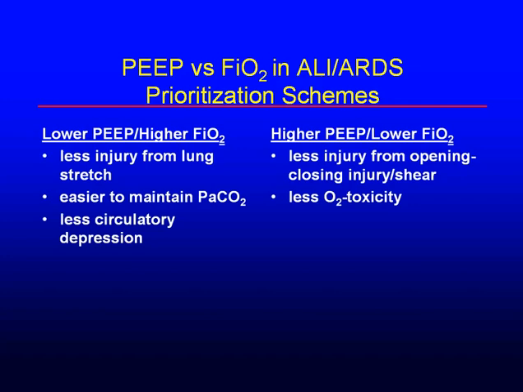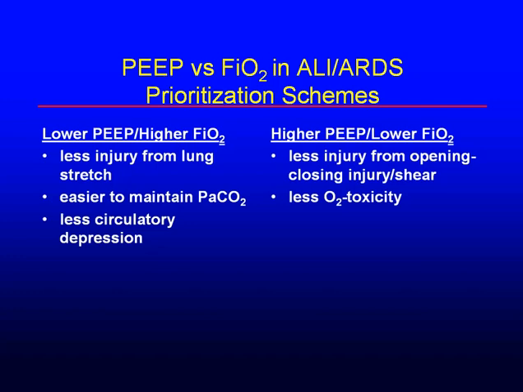So the higher PEEP, lower FiO2 strategy is beneficial in that we can cause perhaps less injury from opening and closing injury or shear forces-induced lung injury, and also perhaps less oxygen toxicity. But if we stay with a lower PEEP, higher FiO2 strategy, then there's less injury from lung stretch. Of course, with higher PEEP, we tend to get to higher lung volumes and levels of distension and stretch.